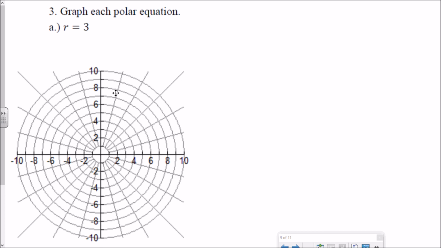This next one says graph each polar equation. This is r is equal to 3, so I'm going to go out to my third circle. And this is saying the radius is always 3, and it doesn't matter what theta is. So it's going to create a circle. Sorry, this is not perfect, but I should be outlining the third circle from the origin. And there we go. So that would be your function. You should outline it better, but that would be your function.